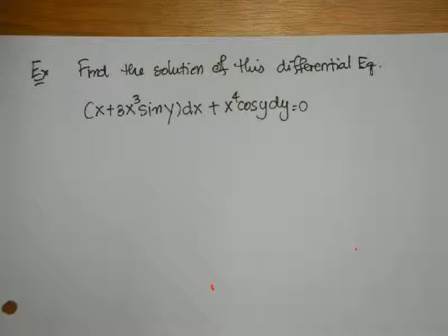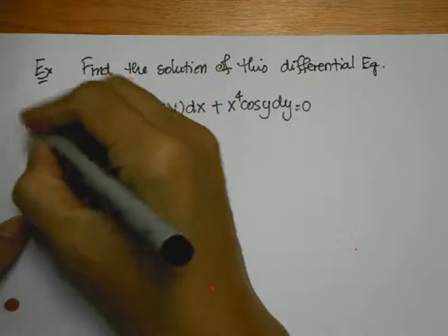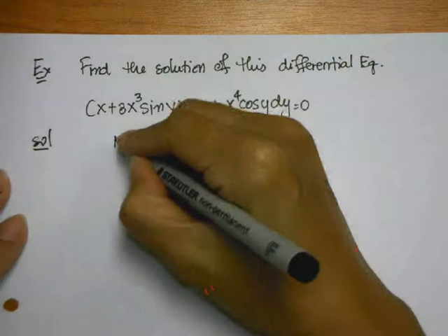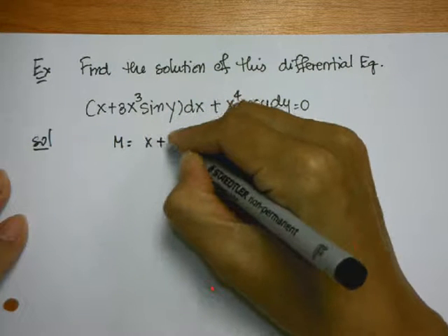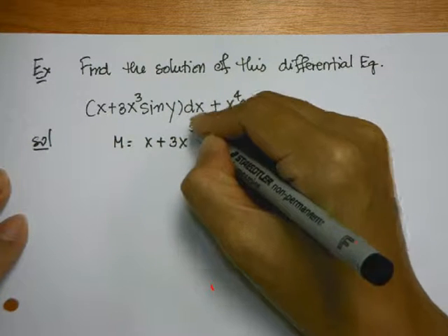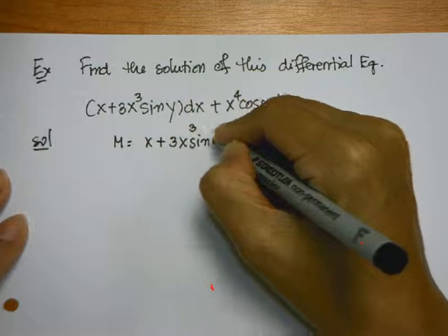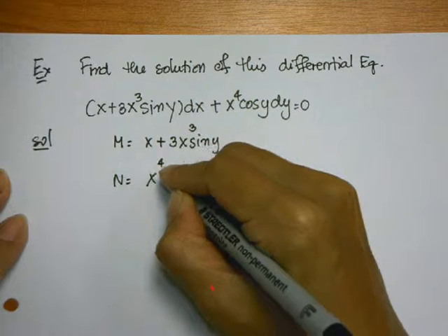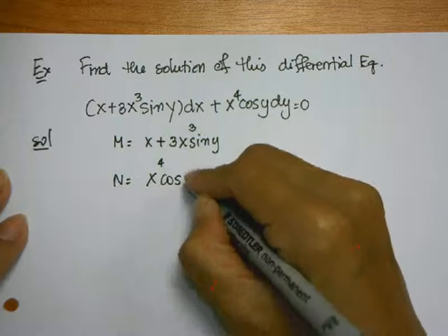Find the solution of this differential equation. Now we've got to check whether this equation is an exact equation or not. M is x plus 3 times x to the power 3 times sine y. N is equal to x to the power 4 times cos y.